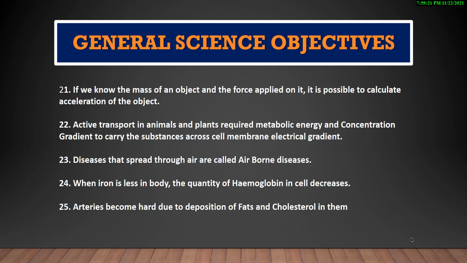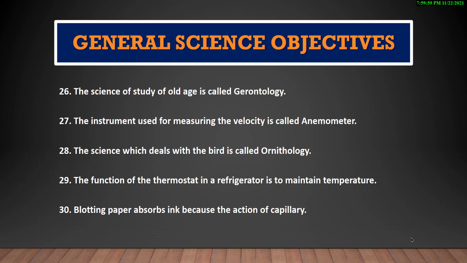of the object. Active transport in animals and plants requires metabolic energy and concentration gradient to carry the substances across cell membrane. Diseases that spread through air are called airborne diseases. When iron is less in body, the quantity of hemoglobin in cell decreases. Arteries become hard due to deposition of fats and cholesterol in them. The science of study of old age is called gerontology.